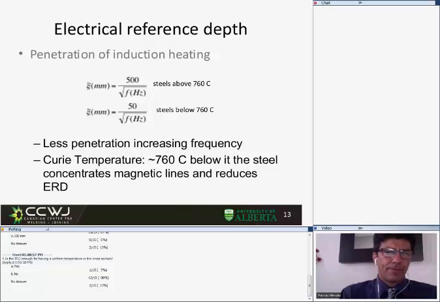It's a lot more diffuse than that, but this is a good ballpark to have an idea. And so if we are below 760 degrees C, the steel is magnetic and gives us lots of shielding. And again, let's not worry about Greek letters, but let's remember that the electrical reference depth is inversely proportional to the square root of the frequency, and it's very small when the steel is magnetic, and it's larger when the steel is non-magnetic. There is a factor of 10.